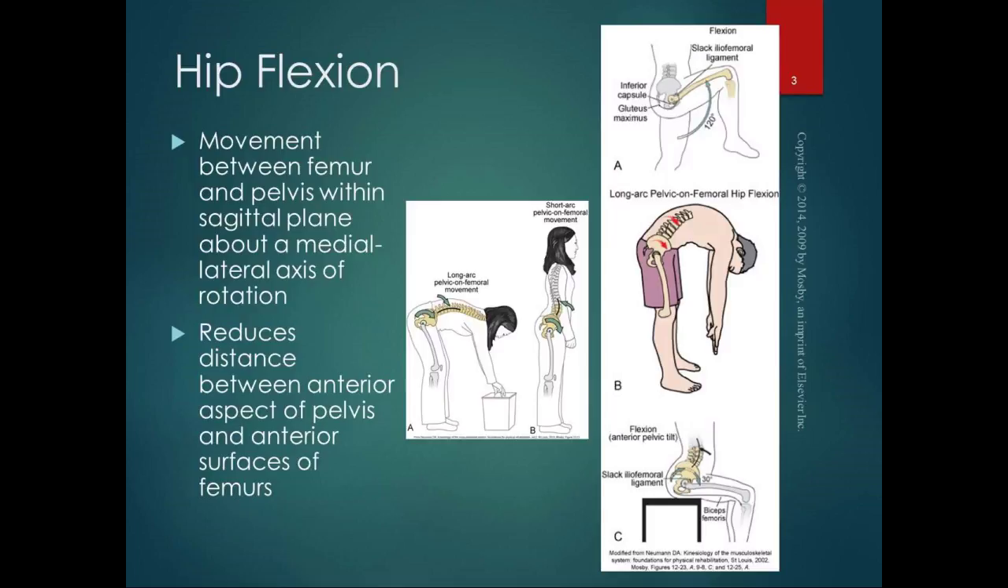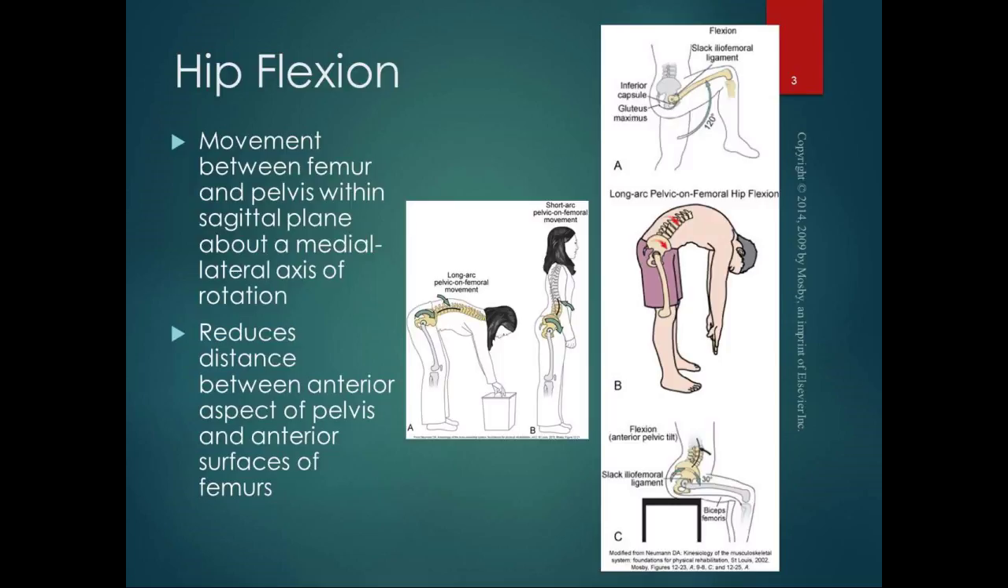The long arc pelvic on femoral hip flexion, that is flexing your hips forward and your whole trunk comes forward. So in the picture on the left, the lady's bending over to pick something up. She's using long arc pelvic on femoral movement. So the anterior part of the pelvis is moving towards the anterior surfaces of the femur, and the whole trunk is going along. Okay, that's that. Long arc closed chain hip motion. Long arc pelvic on femoral.